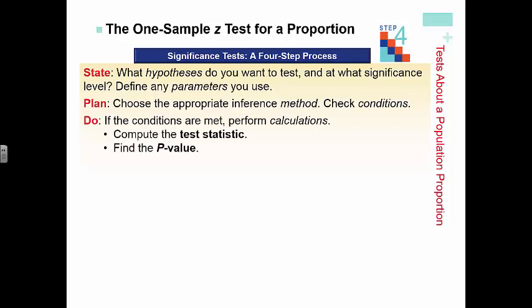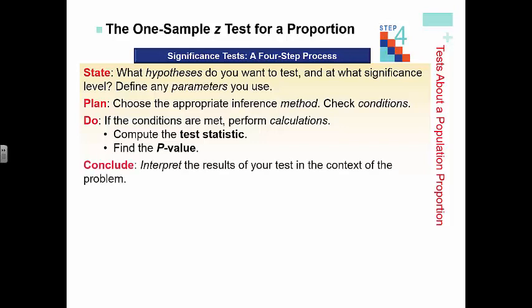After you do all that and your conditions are met, then you want to do your calculations. For each one of these tests, we're going to do 2 calculations. We're going to find our test statistic, which again tells us how far our sample value is from what we would expect it to be. And then we're going to find our p-value, which again is just the probability of getting that value if the null hypothesis was true.